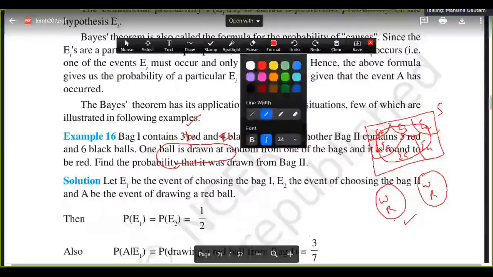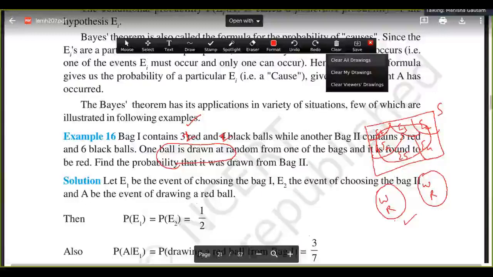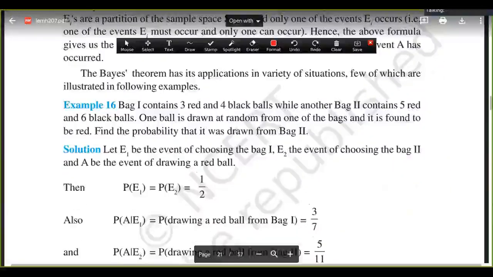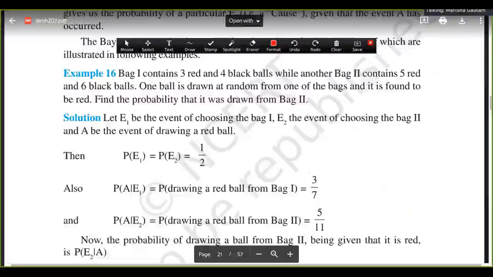Suppose here is example number 16. Bag 1 contains 3 red balls and 4 black balls. Second bag contains 5 red balls and 6 black balls. One ball is drawn at random from one of the bags and it is found to be red.